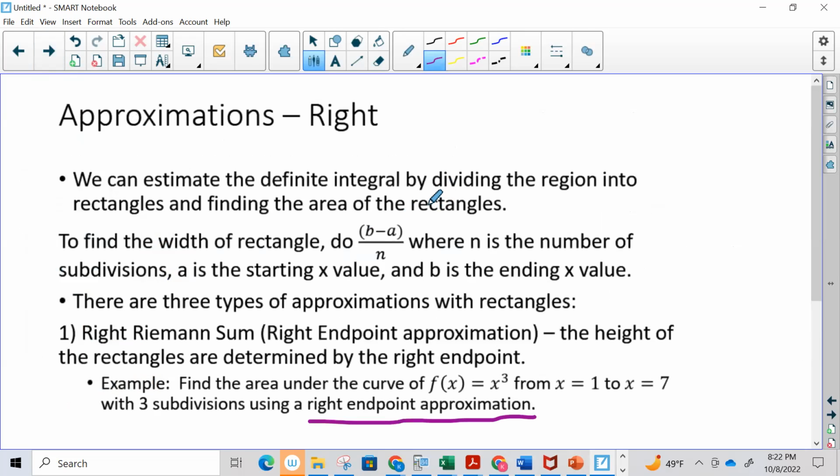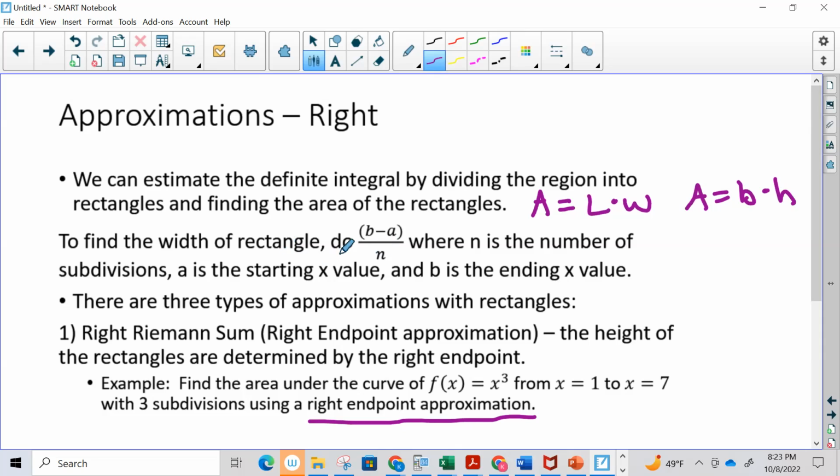We're going to start by approximating it, and then we'll figure out how to find it exactly using our integration techniques. We can estimate the definite integral by dividing the region into rectangles and finding the area of the rectangles. Just remember, the area of a rectangle is usually equal to length times width, or you can think of it as base times height, either one.